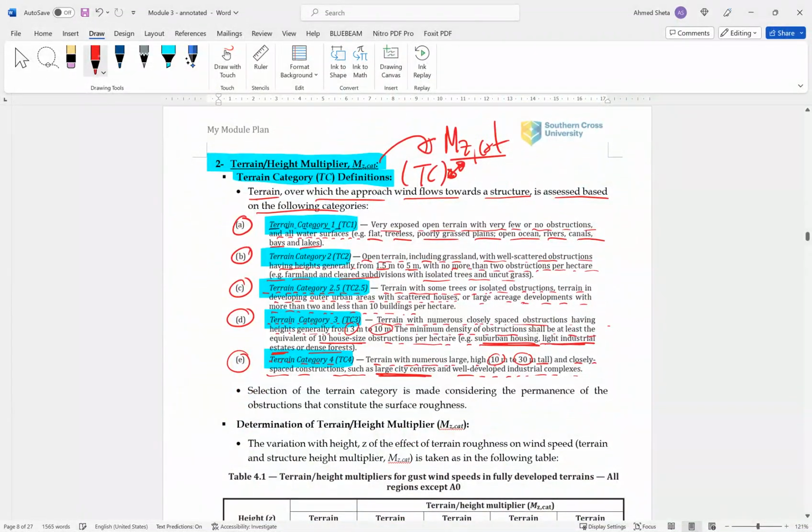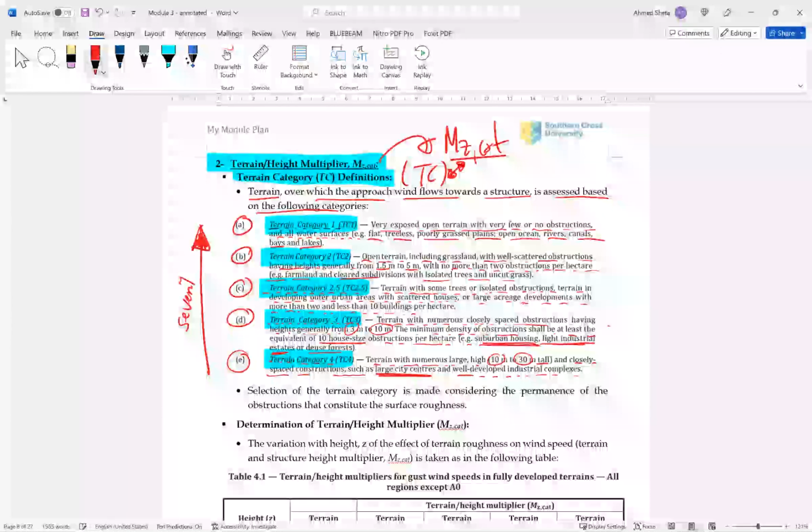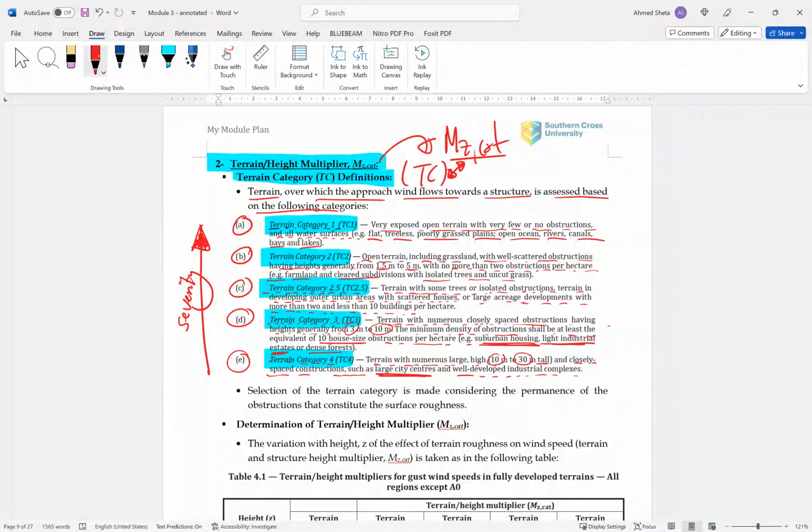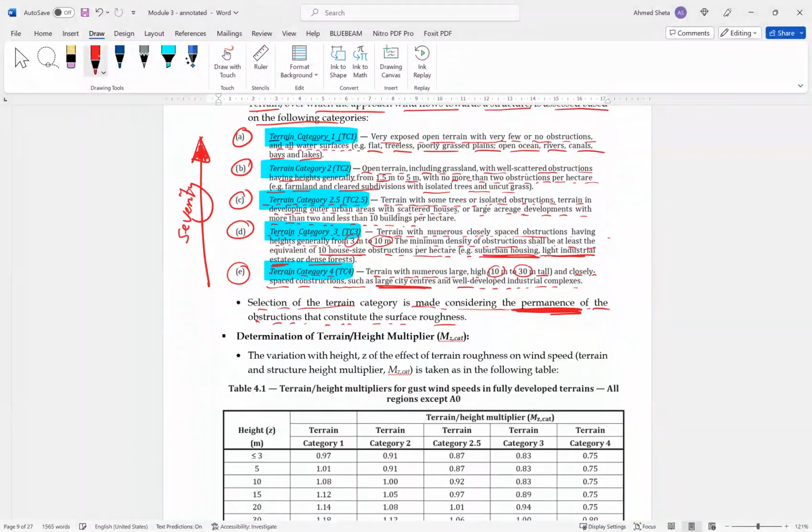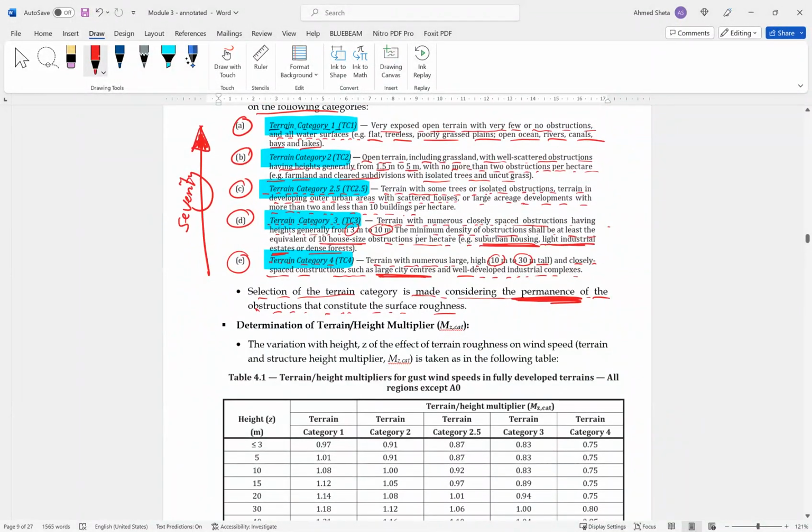Okay, so here is the severity of the terrain category. When you go from TC4 to TC1, the severity of the terrain category increases. The selection of terrain category is made considering the permanence of the obstructions that constitute the surface roughness. So the obstructions should also be permanent, not temporary obstructions. Otherwise, it will affect the design later.